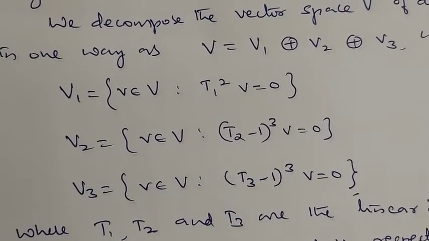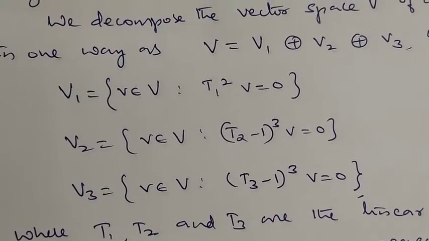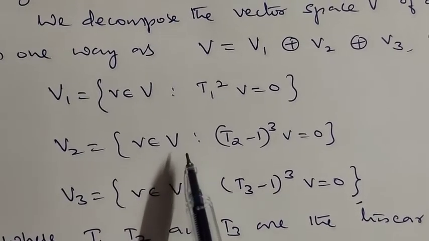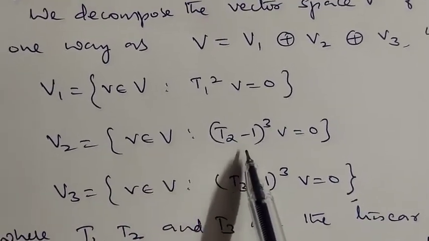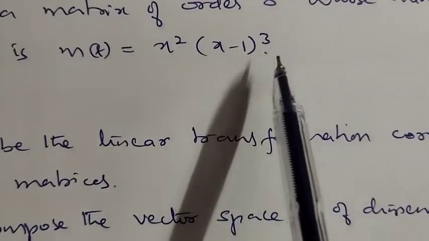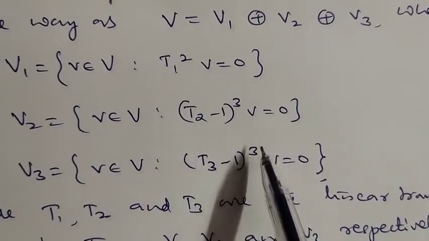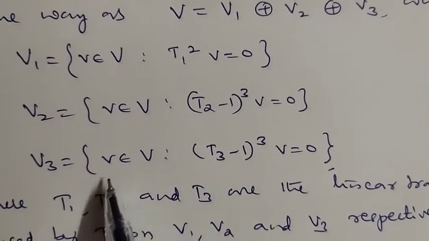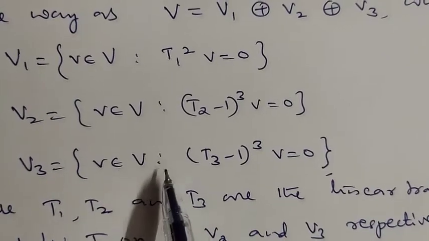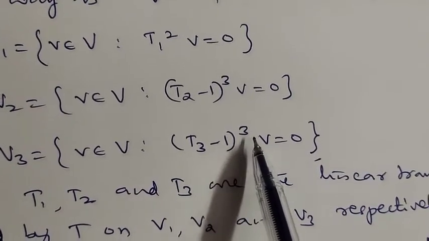We have discussed this in the above theorem only. V2 is the set of all v belonging to V such that (T2 minus 1) whole cube of v is 0. Only 2 over, totally 5, another 3 degrees I needed. So V3 I will write as the set of all v belonging to V such that (T3 minus 1) whole cube of v is 0.